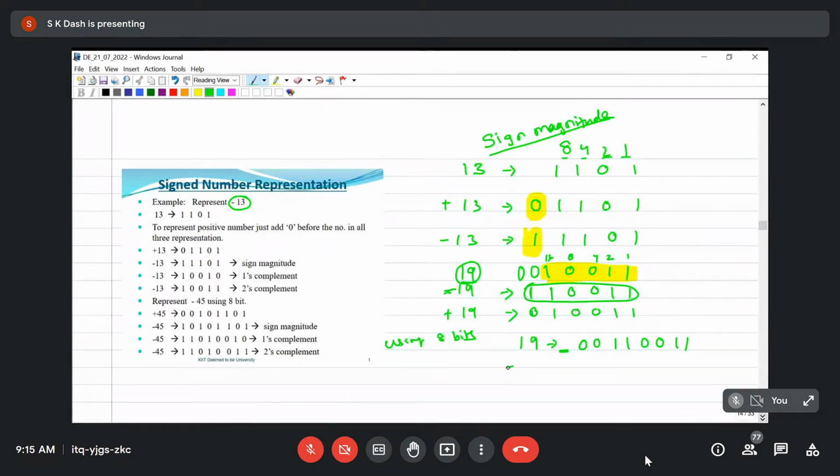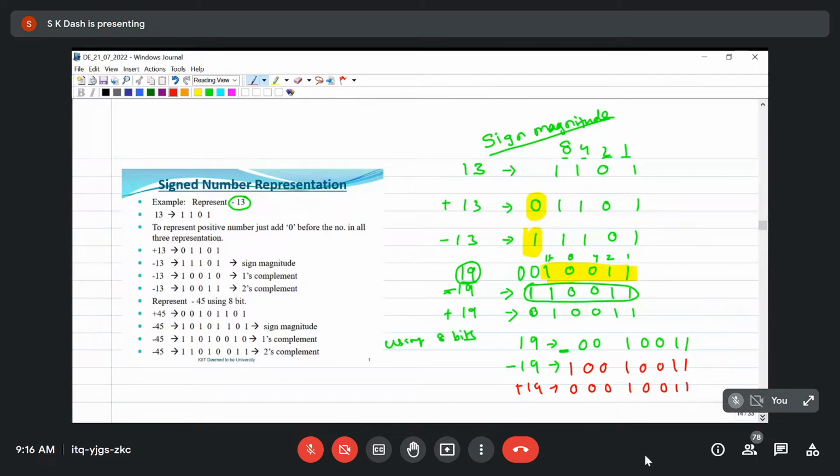So what will happen to minus 19? Minus 19 will be 1, 0 0, 1 0 0, 1 1. Is there a mistake? There is probably no 1 there. Yes, sir. Okay, so this will be minus 19. What will be plus 19? Just this one will be replaced with 0. So 0001 0011.